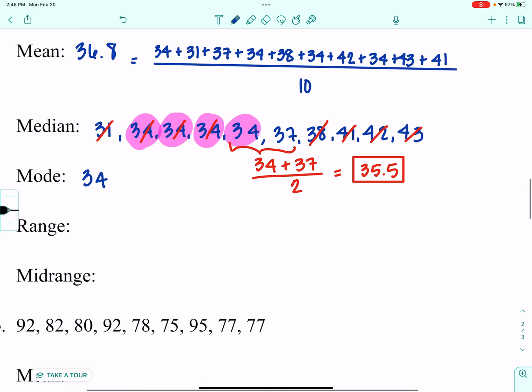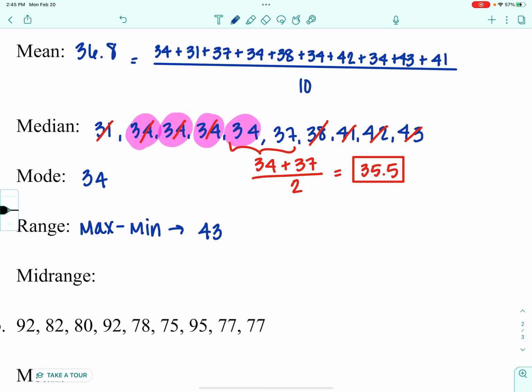The range was the maximum value minus the minimum value. My maximum value was 43. My minimum value was 31. 43 minus 31 is 12. So that's my range.